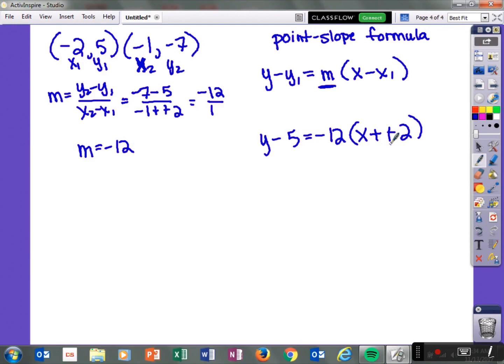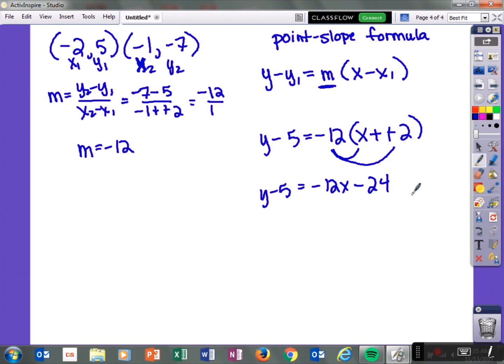So we have everything plugged in now. All we have left is to get it in which formula? Slope-intercept form. What am I going to do first? Distribute, the shark fin. Negative 12 times x is negative 12x. Negative 12 times positive 2 is negative 24. Is it in slope-intercept form yet? No.